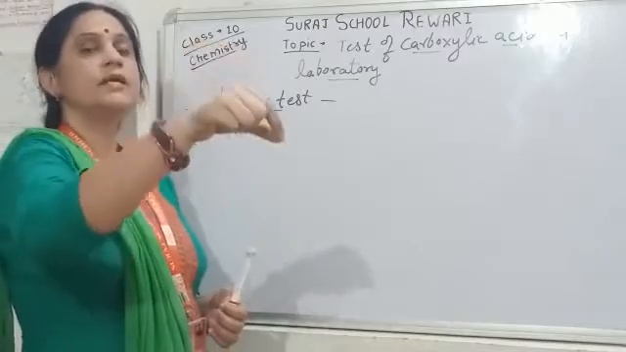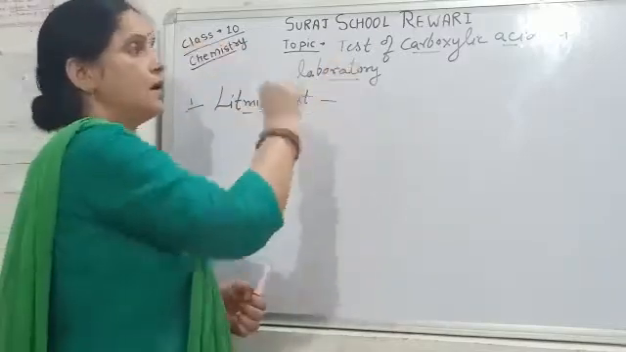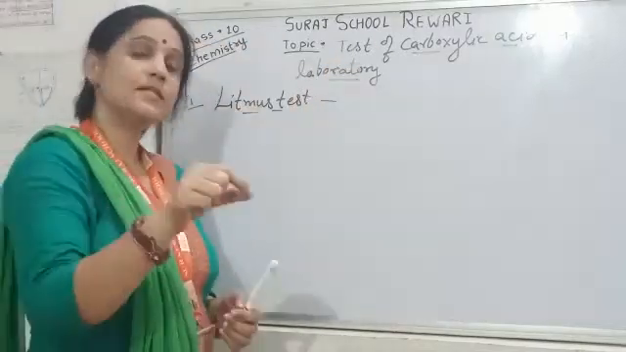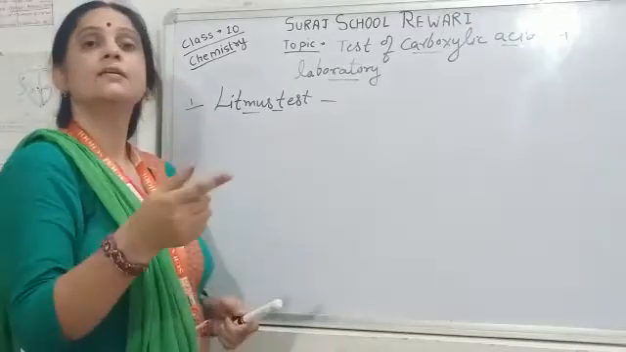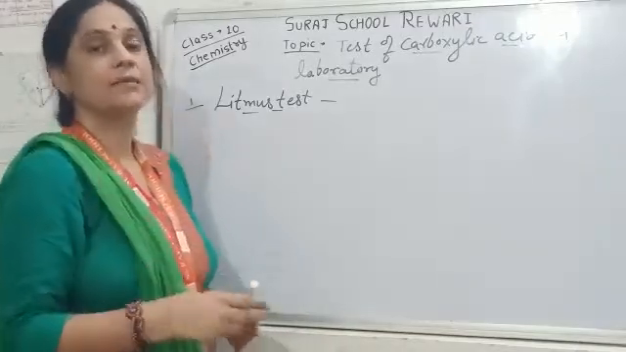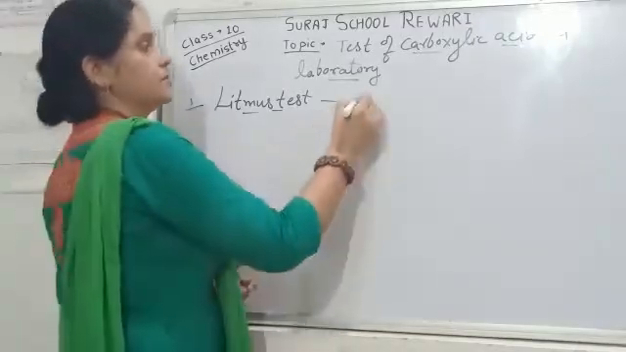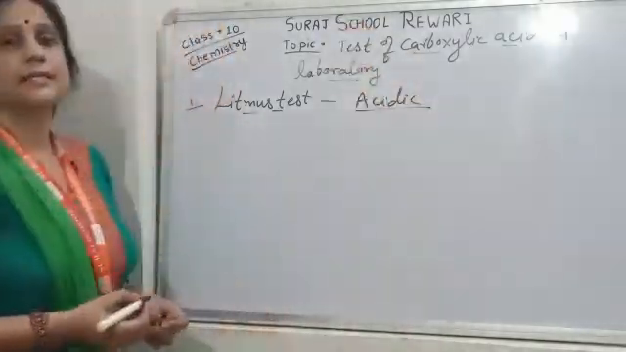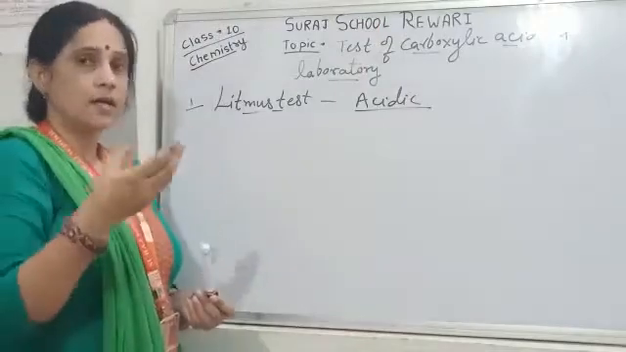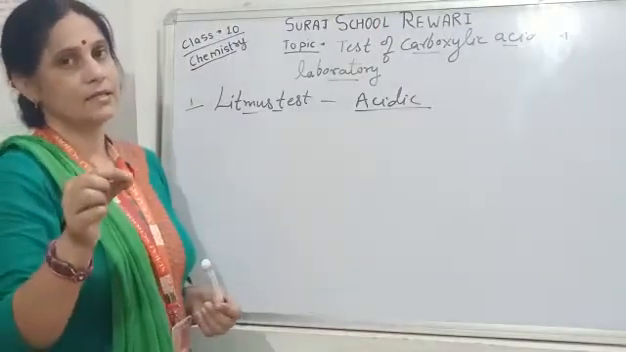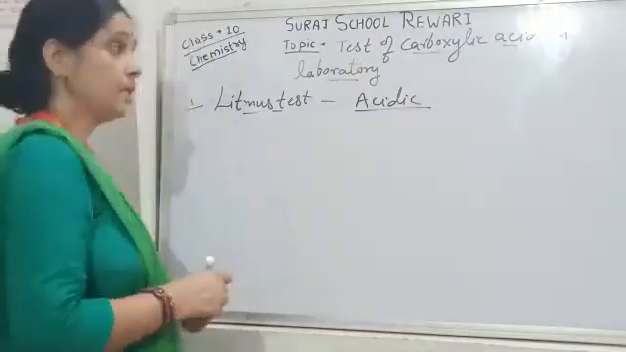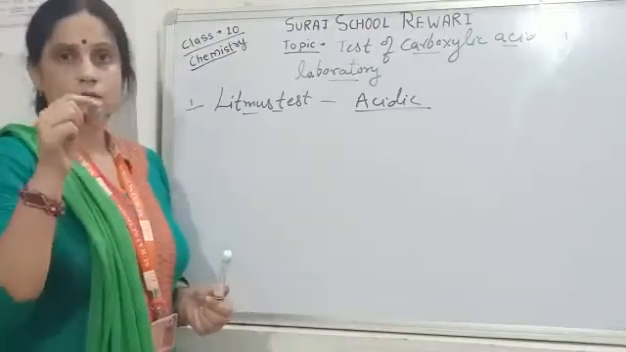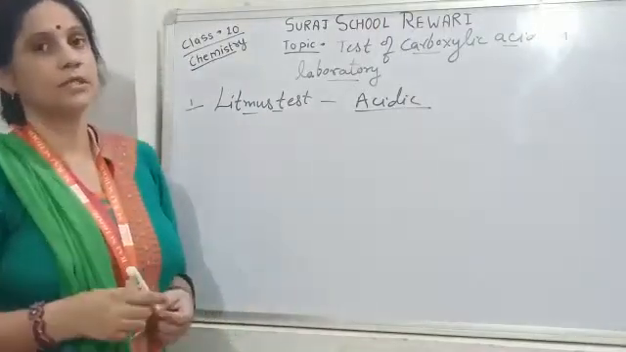So if we dip the litmus strip in the given organic compound, that is carboxylic acid, then it turns blue litmus to red. That means it is acidic in nature. So by this test we can identify that our organic compound is acidic. It is an acid. Now we have to confirm that it is carboxylic acid.